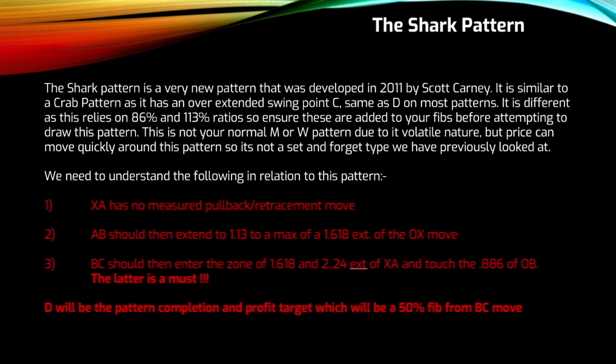So the thing with this pattern is it's similar to a crab pattern. It has an overextended swing point, C, which is the same as D on M or W patterns. It's different as it relies on the 0.886 or the 88.6% and the 1.13 or 113% ratios. So you need to make sure that you add these to your fibs before attempting to draw the pattern, okay? You need an 0.886, which you should have from previous patterns, but I don't know whether you'll have the 1.13 extension. Make sure you've added the 1.13 extension because you're definitely going to need that.